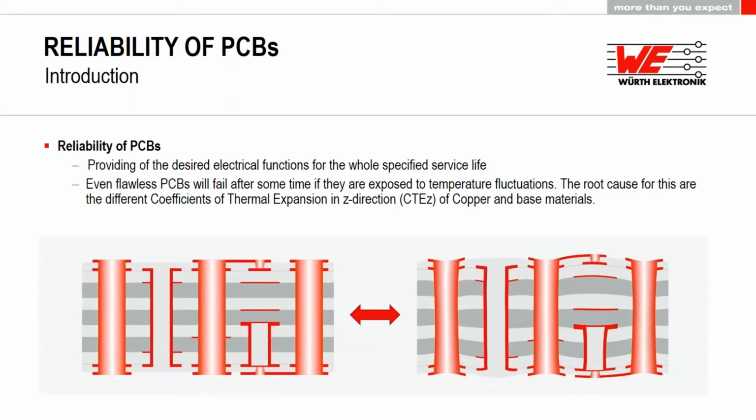What we ought to know is that even flawless PCBs will fail after some time if they are exposed to temperature fluctuations. The graph below shows what the reason is. PCBs consist of different materials: base materials, which consist of glass and epoxy resin, and copper. Those have different coefficients of thermal expansion. If it's heated up, the base material expands more than the copper, and the copper is stretched, just like a paper clip that you are bending.